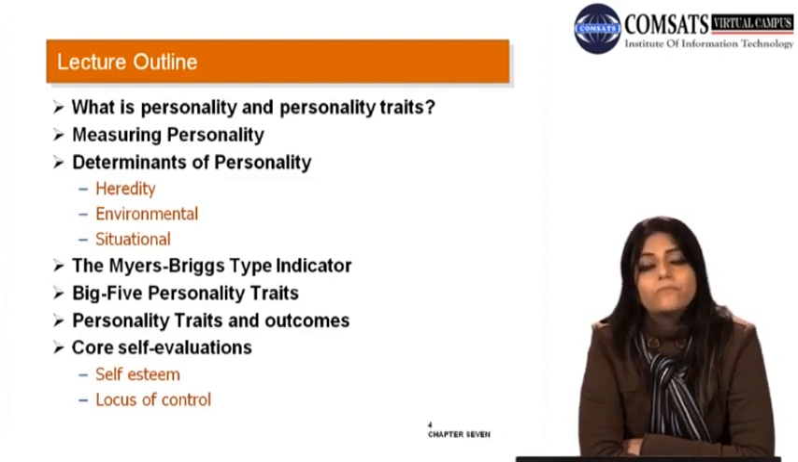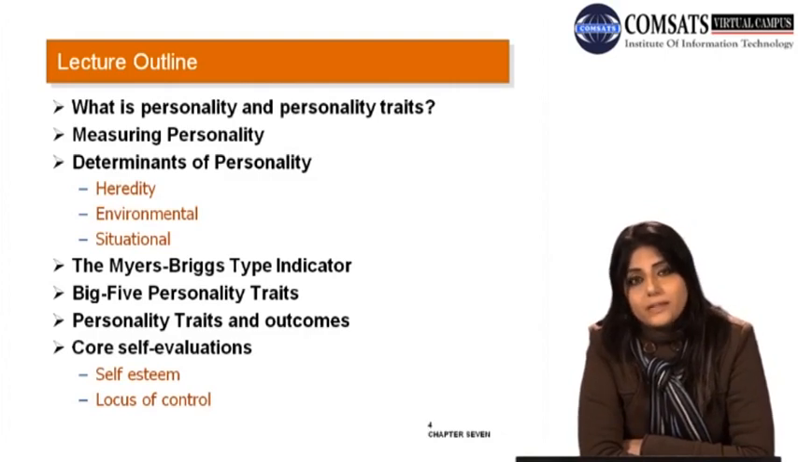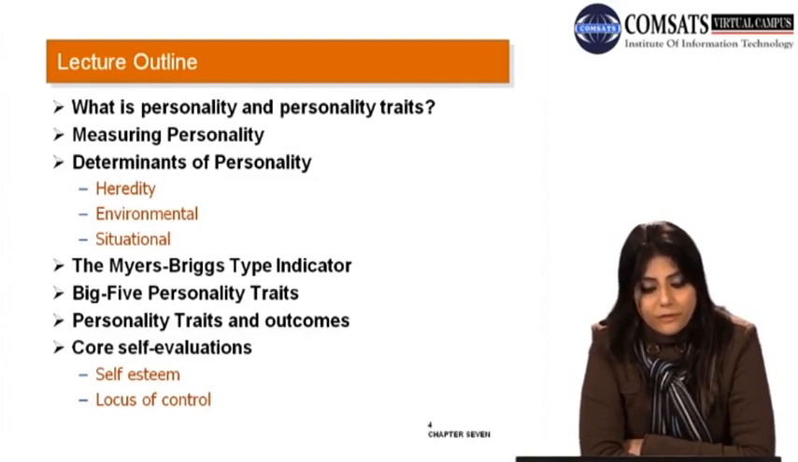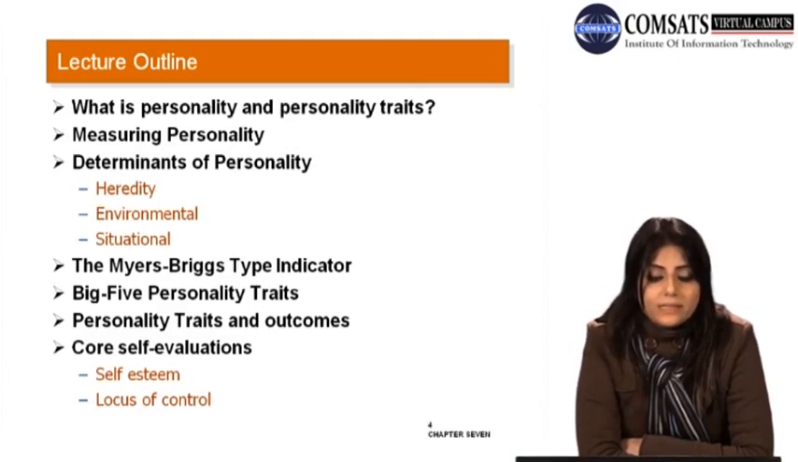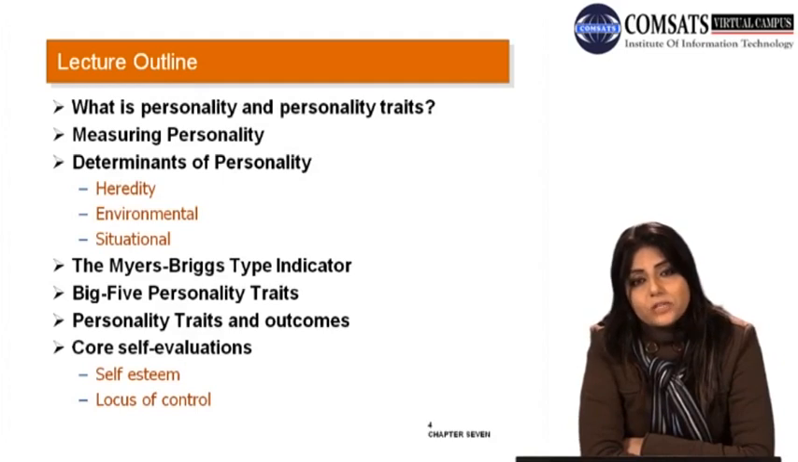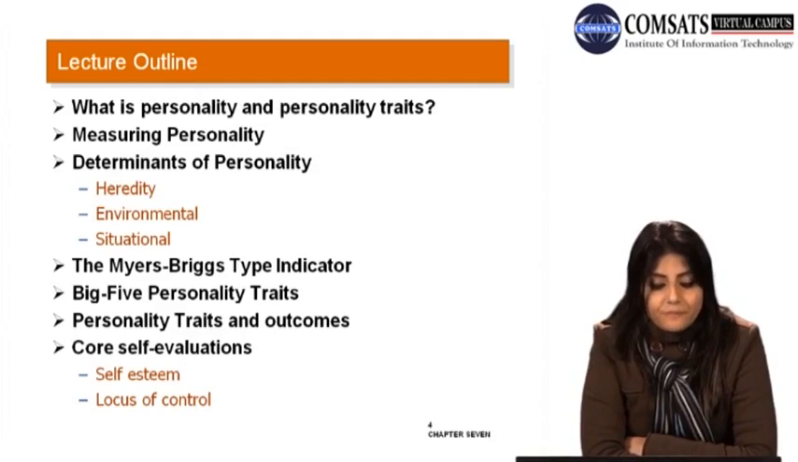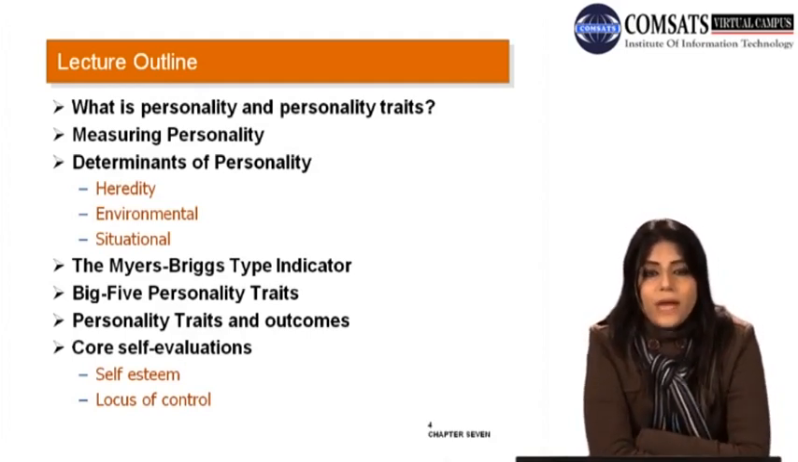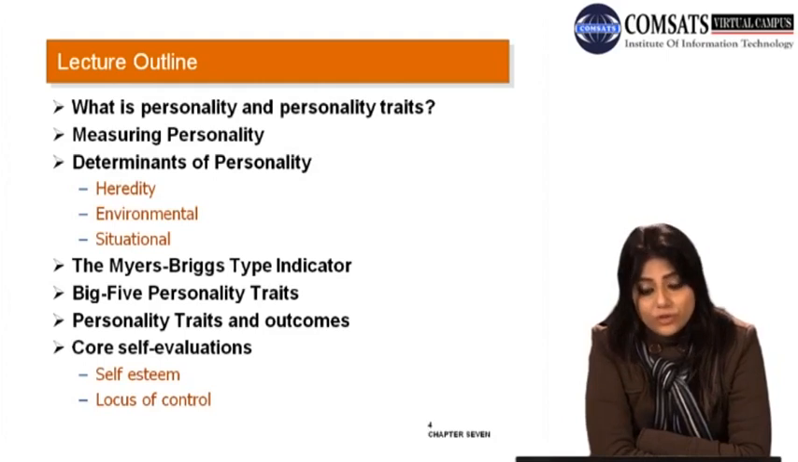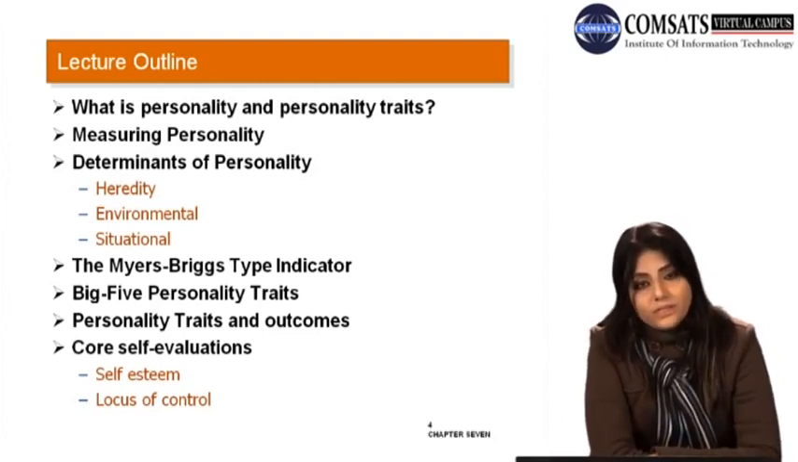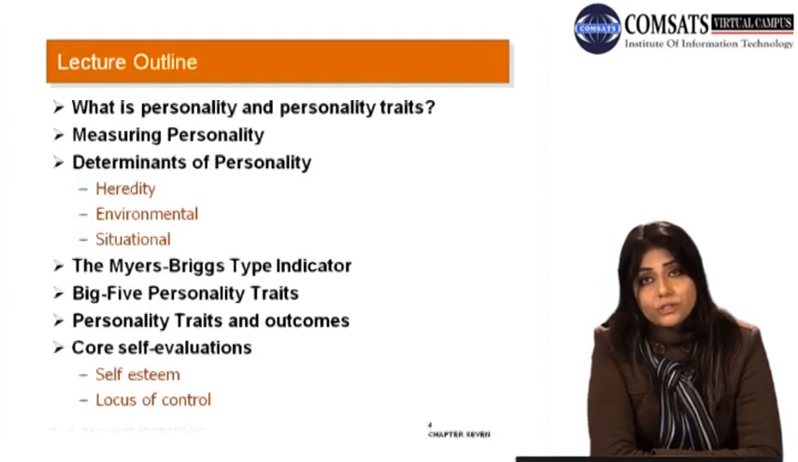the Myers-Briggs Type Indicator, which was the oldest model given for measuring personality, and then we'll be seeing the Big 5 personality traits, or Big 5 model of personality, as it is also referred to. Then we'll be discussing the different personality traits and the outcomes of those traits from the individual as well as from the organizational perspective. Then we'll have a discussion on the core self-evaluations, wherein we'll be studying self-esteem and locus of control, which are parts of these core self-evaluations.